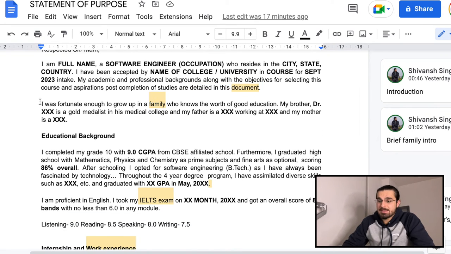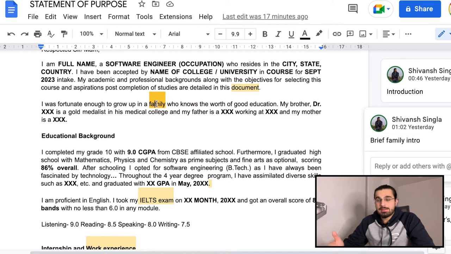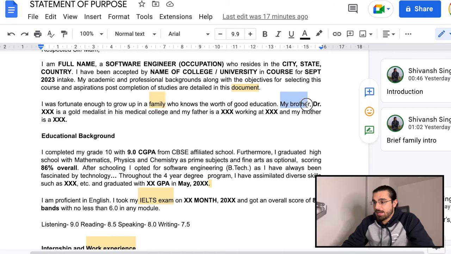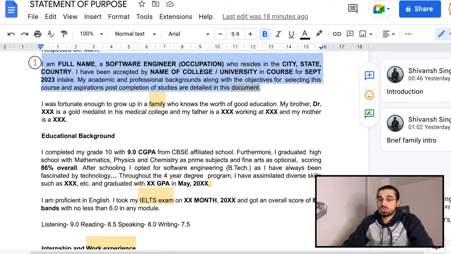And after that, there is a short paragraph briefly talking about your family. So who all are there in your family, and if there are any specific achievements that you want to talk about. For example, in this case, the person is saying that my brother is a gold medalist at his medical college, and my father is working at so-and-so company, and my mother is in so-and-so occupation. So this just gives a basic introduction to your family along with an introduction to yourself.